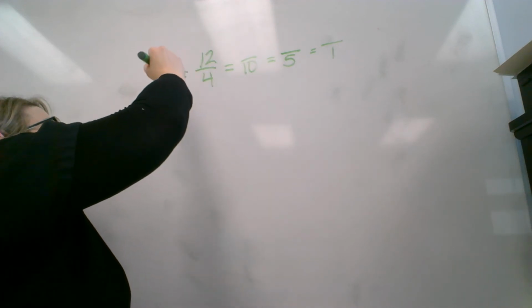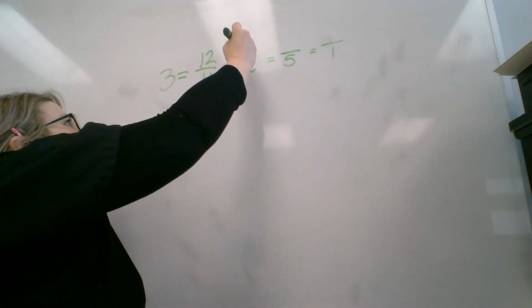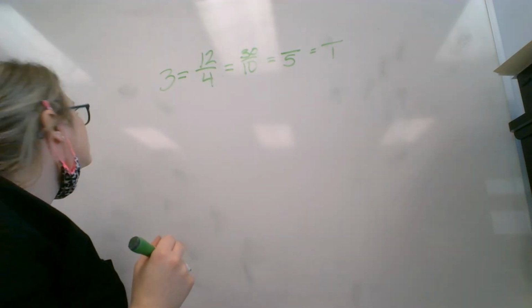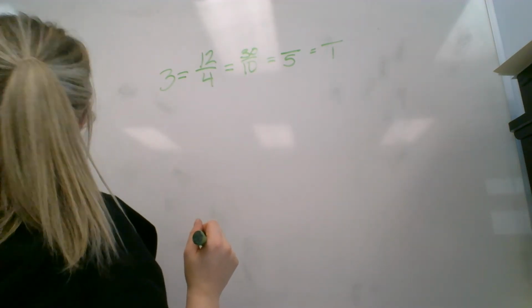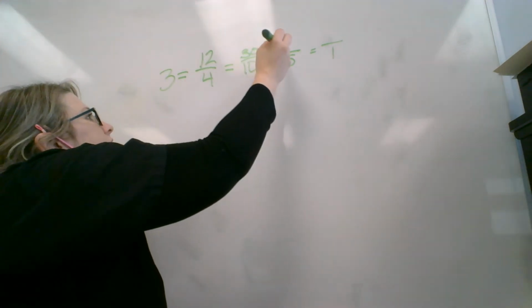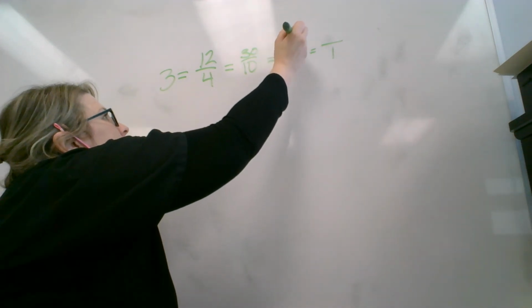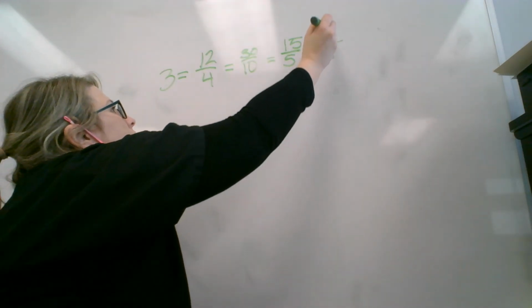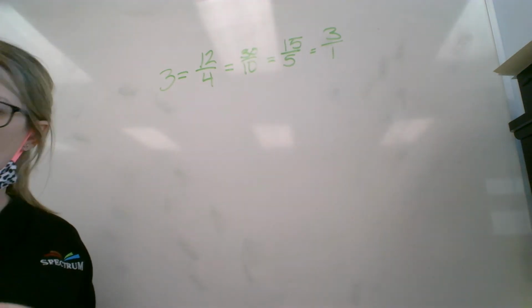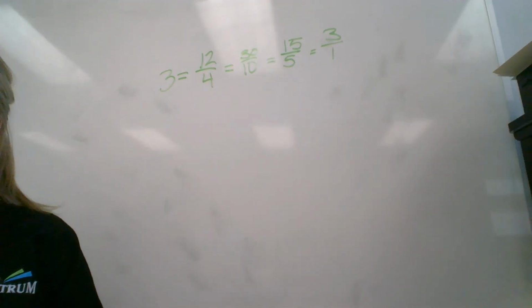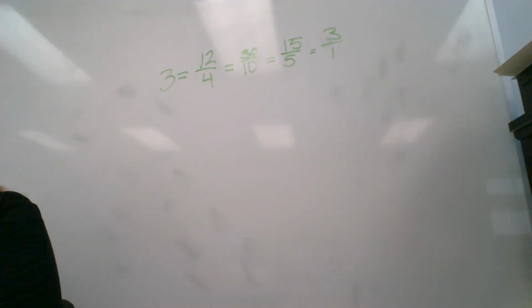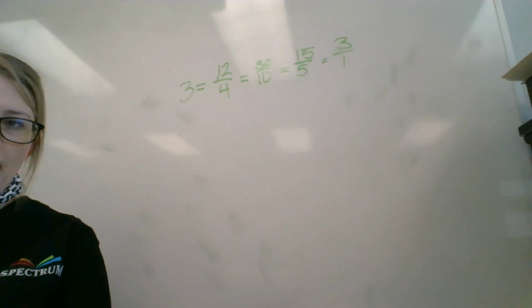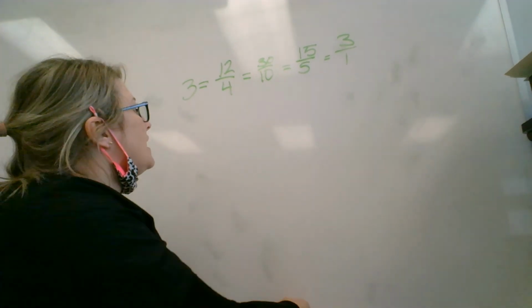Next one, 10 times 3, 30. Next one, 3 times 5 is 15. 3 times 1 is 3. Okay, I want you guys to go ahead and do B and C on your own. Let's go ahead and do Part 5. I will do A with you and then set up B and C.